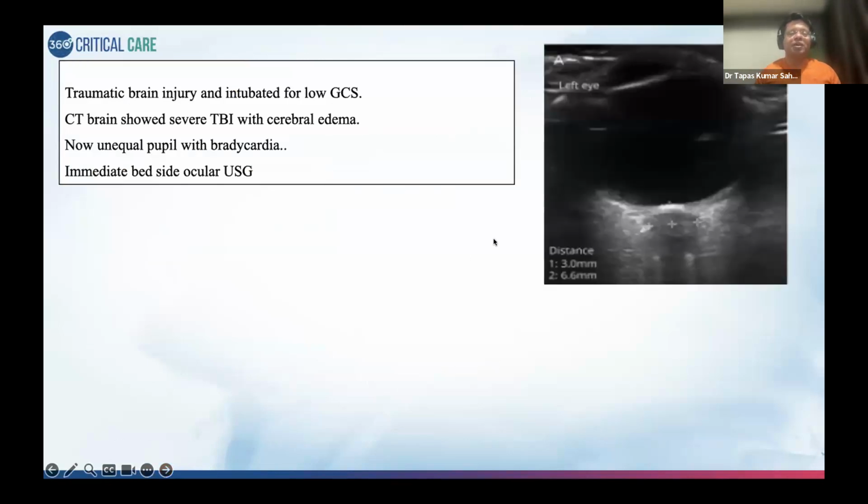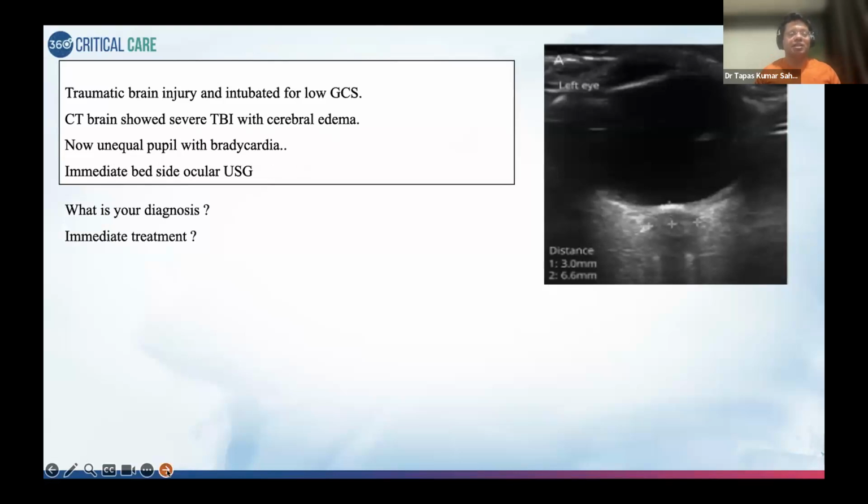Traumatic brain injury, intubated for low GCS. CT brain showed severe TBI with cerebral edema. Now unequal pupils with bradycardia. Immediately you have done ocular ultrasound and you are getting your ONSD to be 6.6 millimeter. So what do you mean by that? What is your diagnosis and what is your treatment?